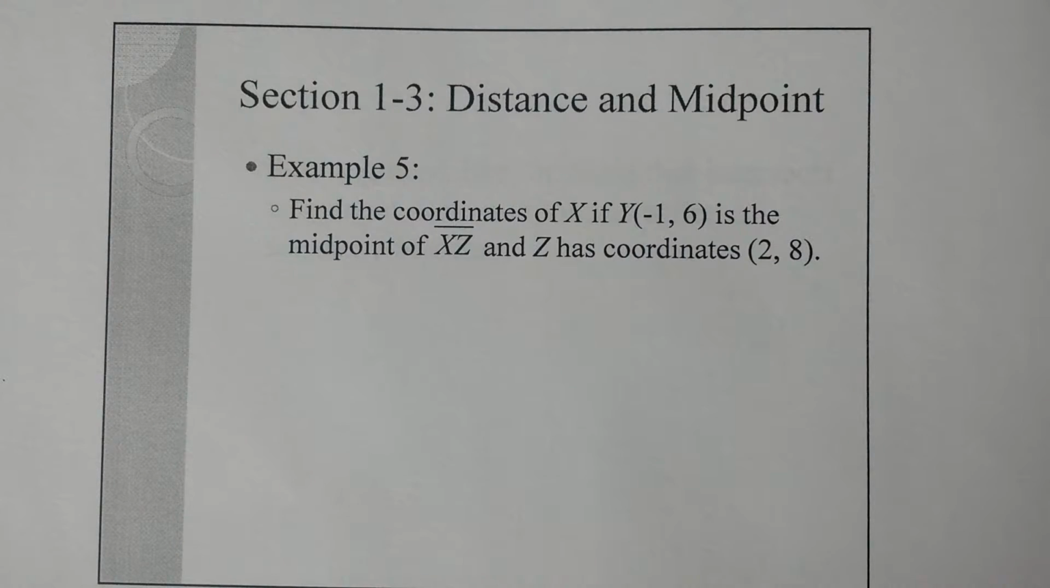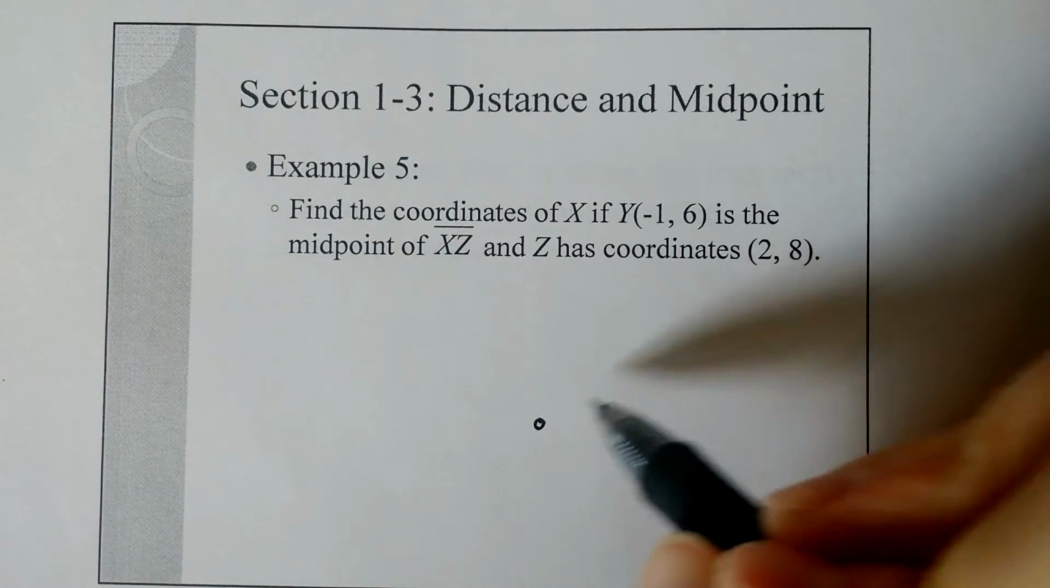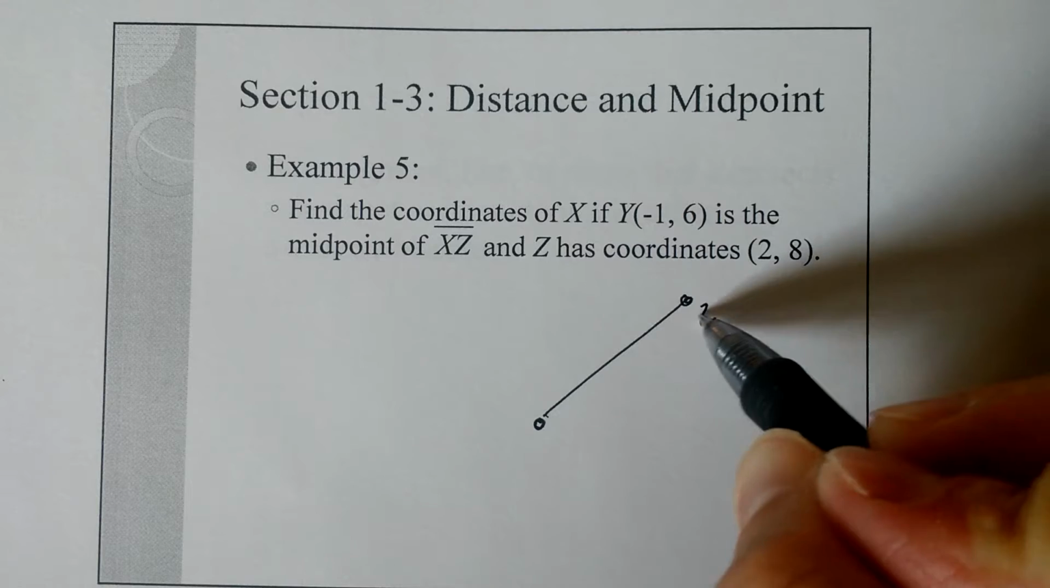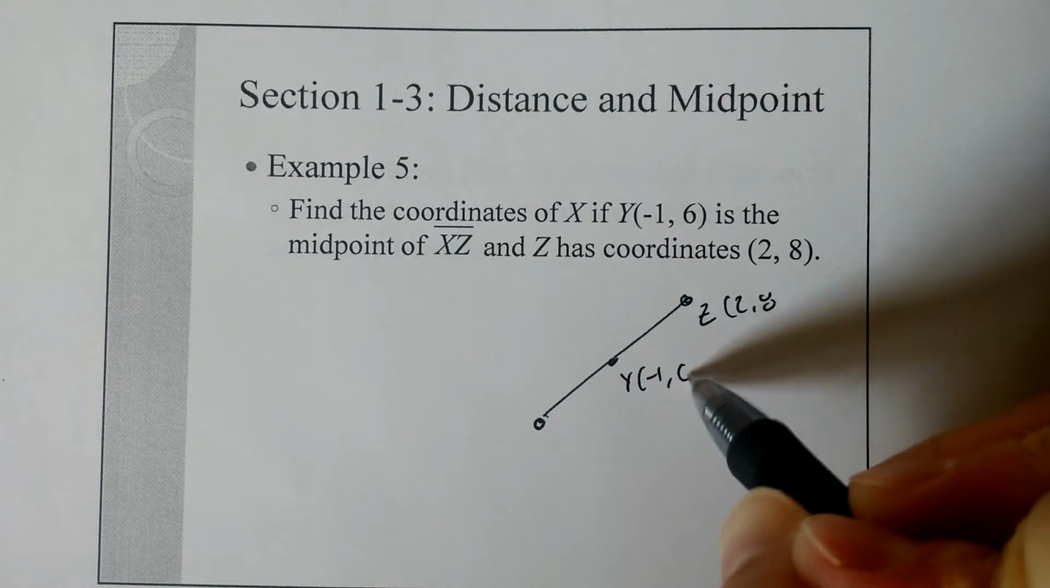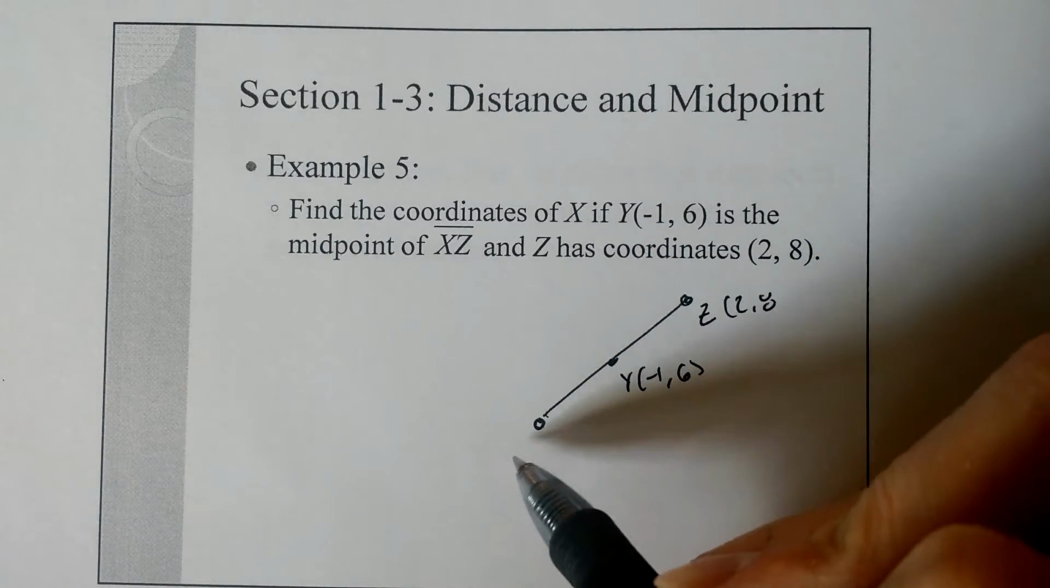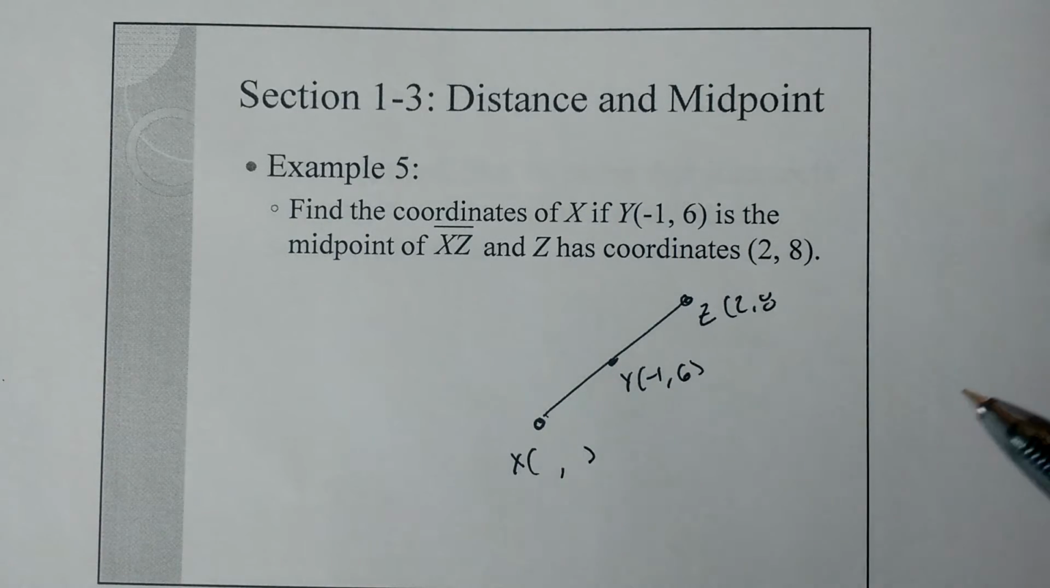Example 5 actually kind of works in reverse. It gives you the midpoint and one of the endpoints and wants you to find the other point. So Z lies at 2, 8, the midpoint is Y at -1, 6, and then you have some point down here, X, that you don't know.